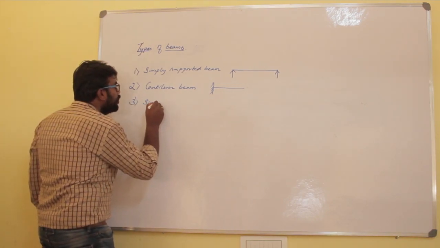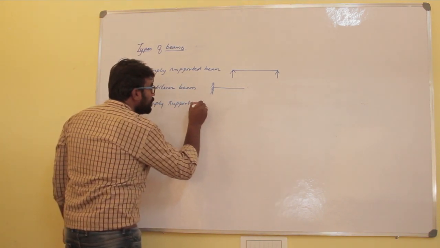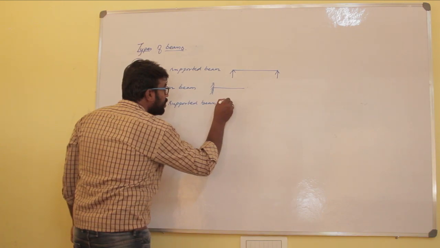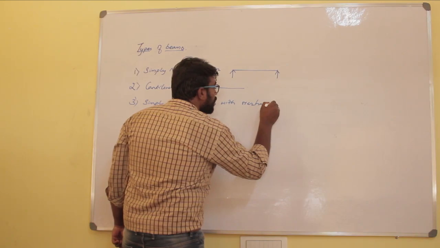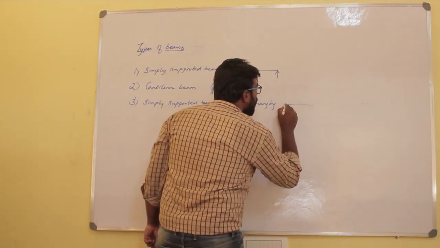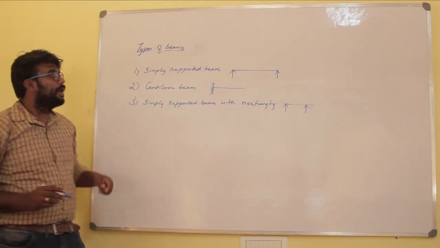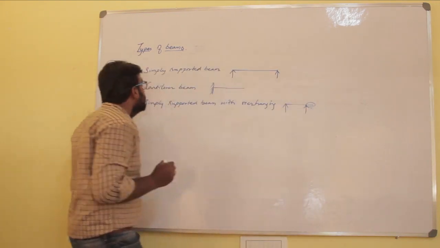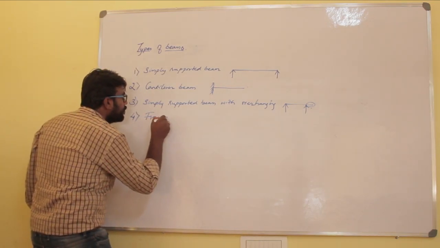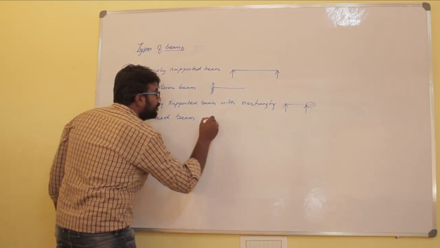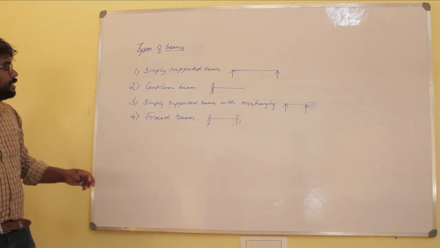Simply supported beam with overhanging. It may be single-sided overhanging or double-sided overhanging also. This is the overhanging portion. Then the fixed beam, that means both ends of the beam are fixed.